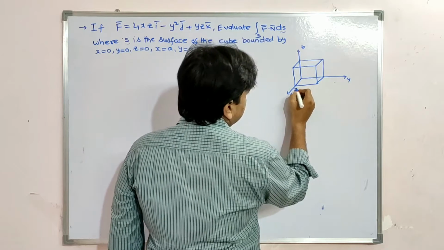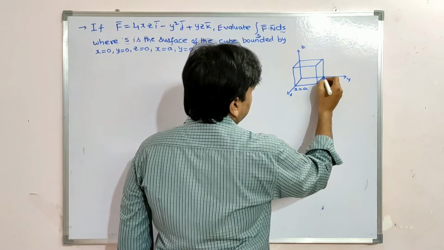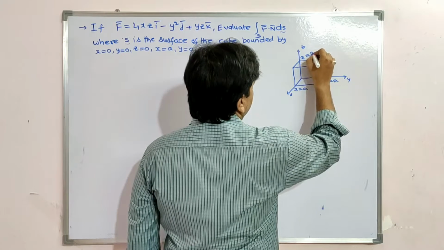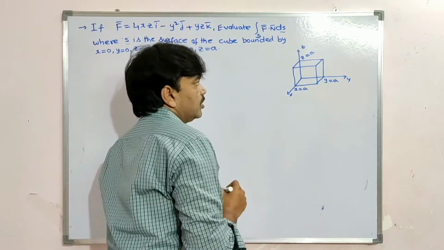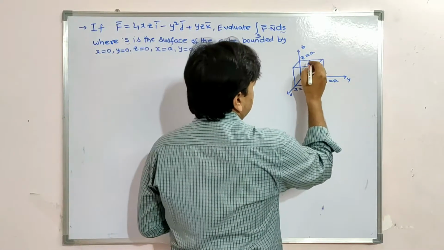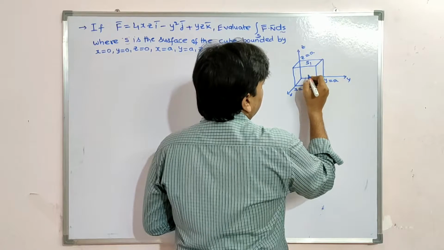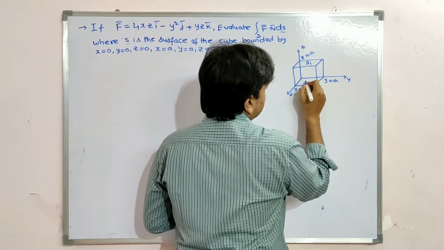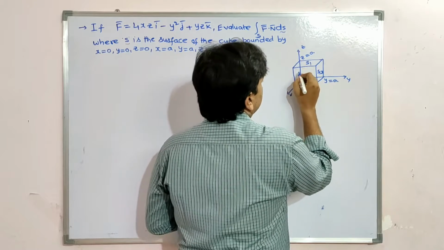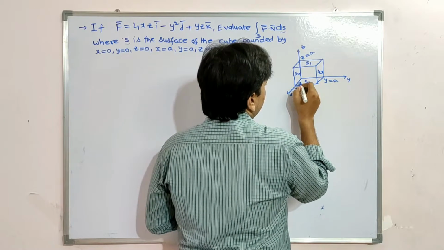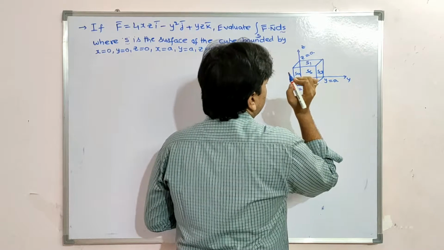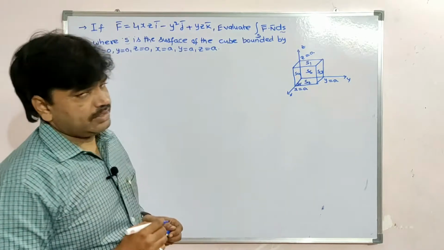So this is x is equal to a, this one y is equal to a, and this one z is equal to a. How many surfaces, friends, here? 6 surfaces. That means 6 faces. Say this is S1, the opposite surface is S2, and this surface is S3, the opposite one is S4, at x is equal to a is S5, the back side is S6.